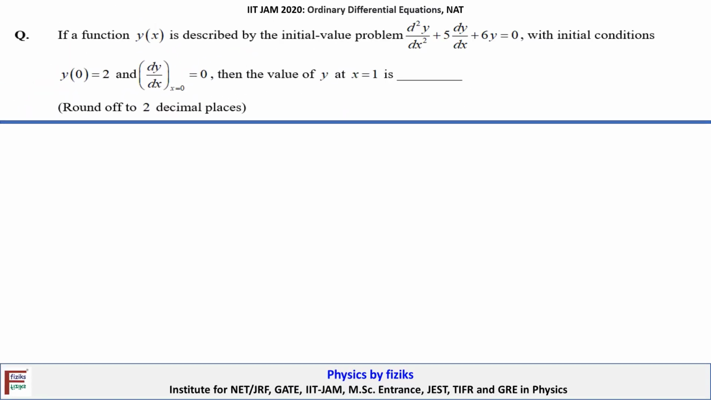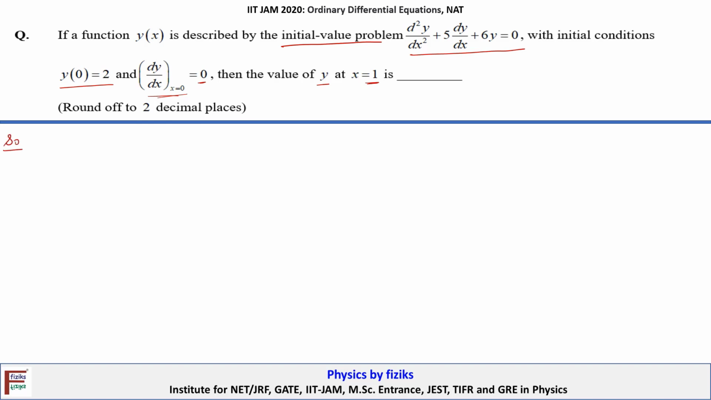If a function y(x) is described by the initial value problem d²y/dx² + 5 dy/dx + 6y = 0 with the initial conditions y at x = 0 is 2 and y' at x = 0 is 0, then the value of y at x = 1 is what, up to two decimal places.